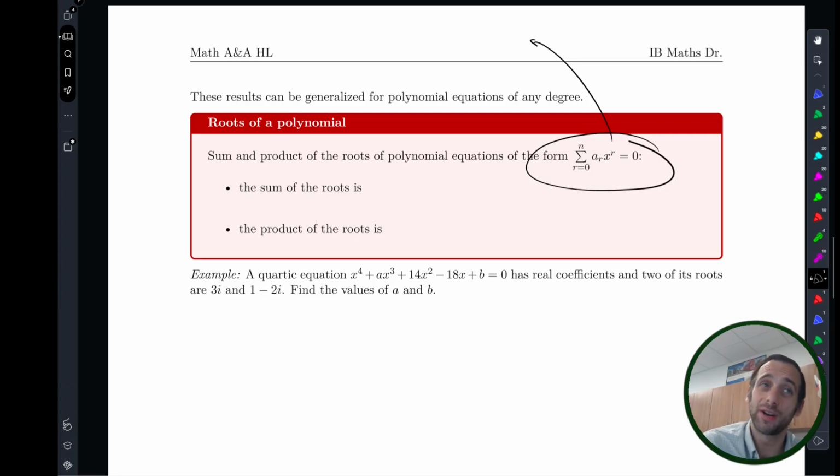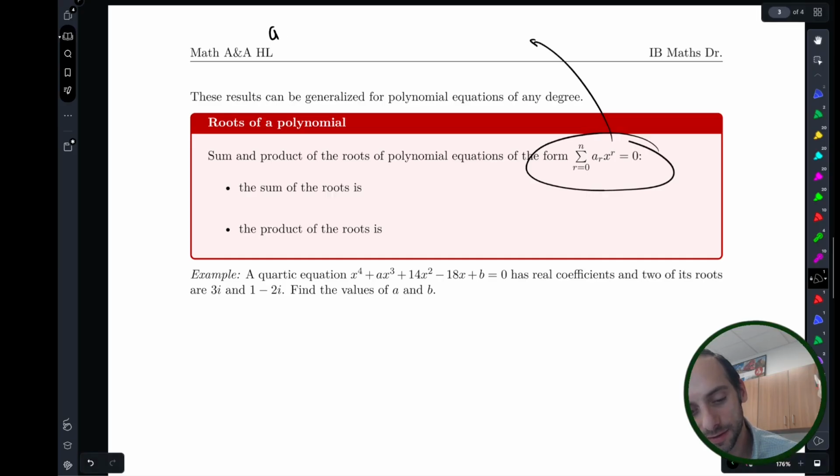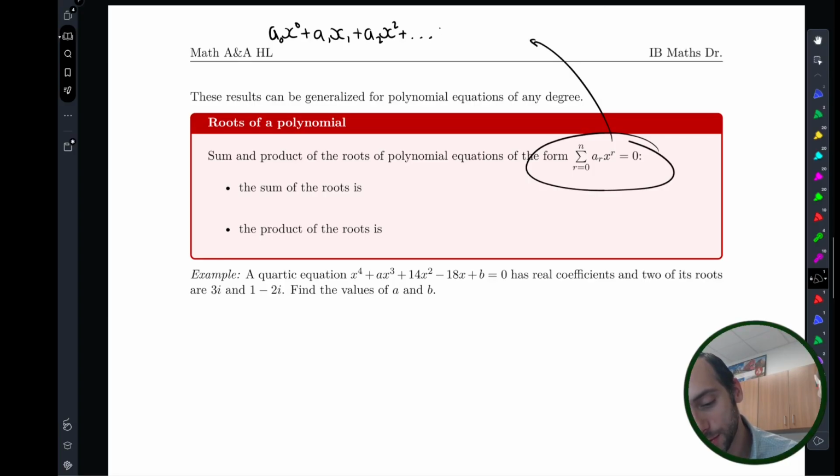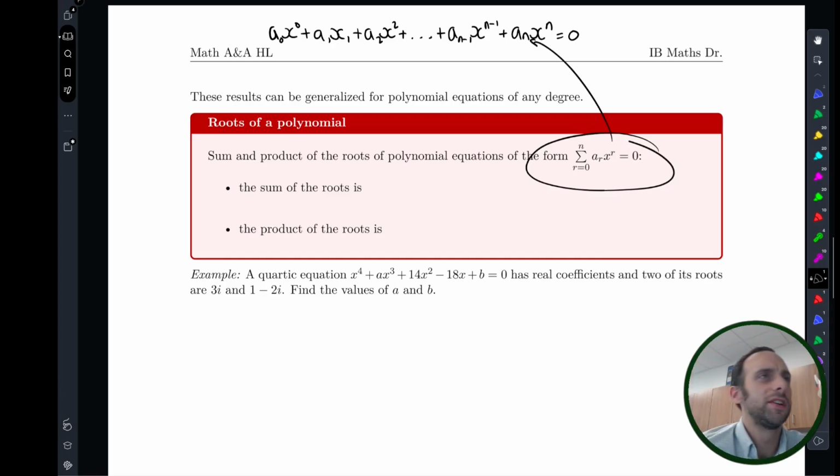That summation is a little confusing as to how it's representing a polynomial equation. So let's write this out so it looks more like a traditional polynomial. It says the sum from r equals 0 to n of a_r x^r equals 0. So what does that look like? If we substitute 0 in, we'll get a_0 x^0 plus a_1 x^1 plus a_2 x squared all the way up to a_(n-1) x^(n-1) plus a_n x^n should equal 0. That's all that summation is saying. It's just a shorthand way to write that nth degree polynomial.